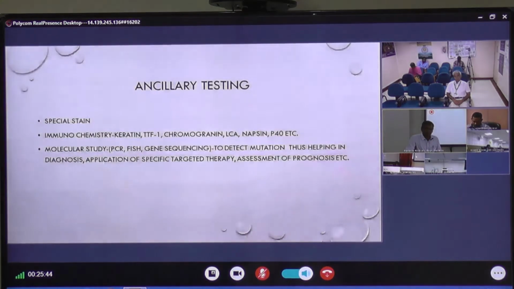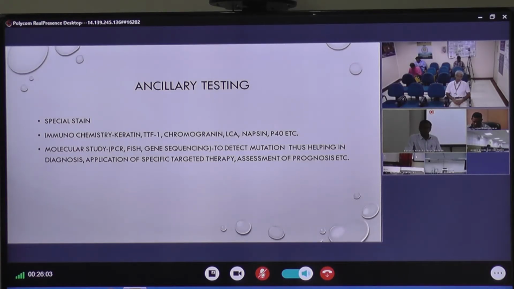Now coming to ancillary testing. Cytology specimens now offer a reliable platform for ancillary testing also. We know there are many special stains like PAS, other fungal stains, mucin stains, and all these can be successfully done on the cell block platform. Also, some of the stains can be done on direct cytology smears.